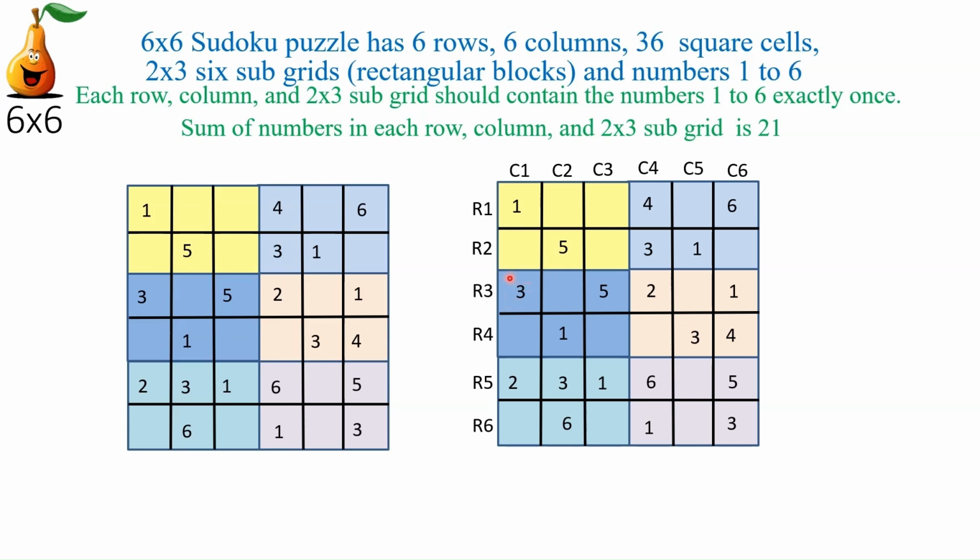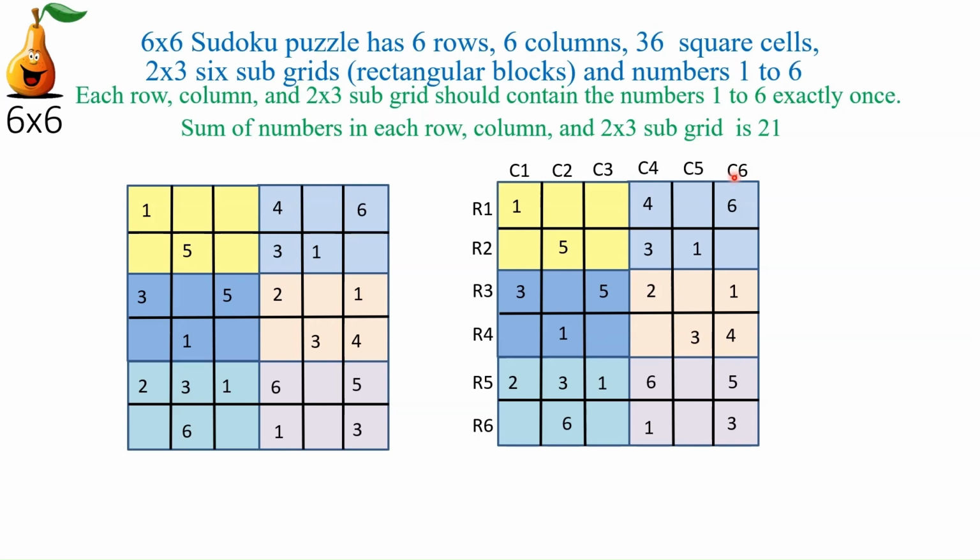Here I have copied the same puzzle on this side, marking all the rows and columns. There are 6 rows R1, R2, R3, R4, R5, R6, and columns C1, C2, C3, C4, C5 and C6. And there are a few empty spaces. Your objective is to fill the empty spaces using the numbers 1 to 6. So let us begin. First of all, you have to observe which square grid or which particular column or row has the maximum numbers. So if you have to fill only one, you select that.